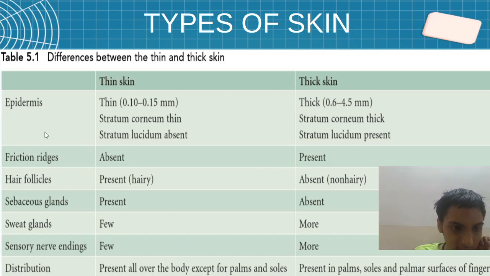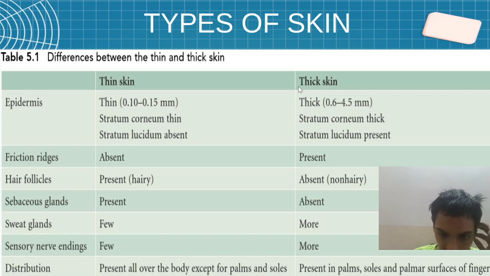So first we'll see about the epidermis, the ridges, hair follicles, sebaceous and sweat glands, sensory nerve endings and crescents. Epidermis. From the name itself you can get the answer: thin skin, thick skin. Thin skin means it will be thin, thick means it will be thick. That's all. And another difference in this is about the layers. Stratum corneum and lucidum. We will deal only two layers. Accordingly, it is thin, thick, okay? And stratum lucidum is present only in thick, okay?